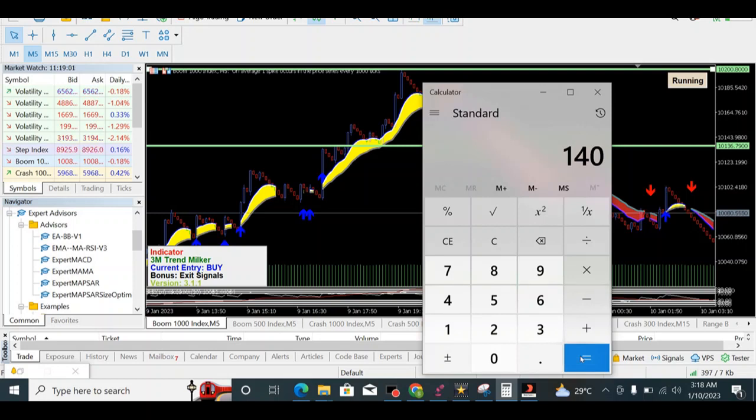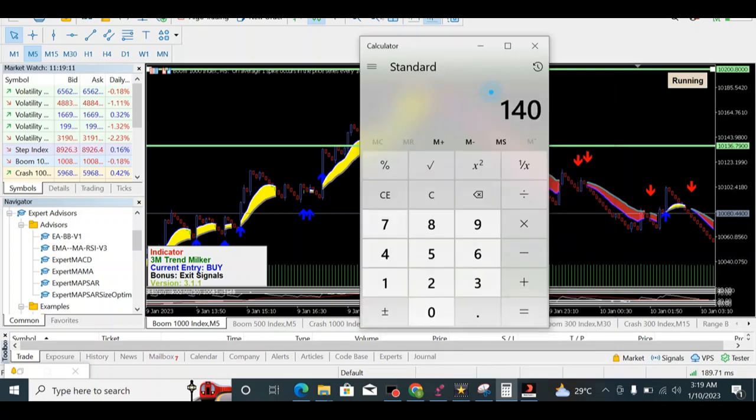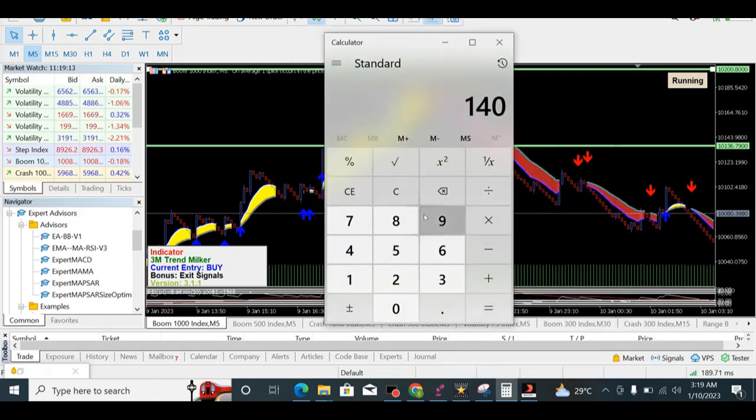Okay, with a very small trading capital like $20, most likely you will be earning between 10 cents and 50 cents per minute. Okay, let's say you are earning 10 cents per minute.